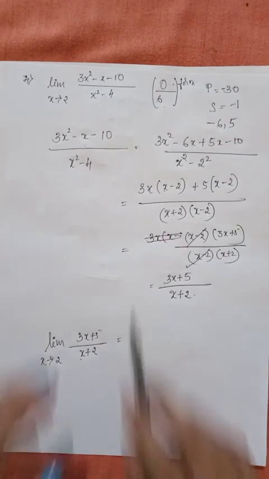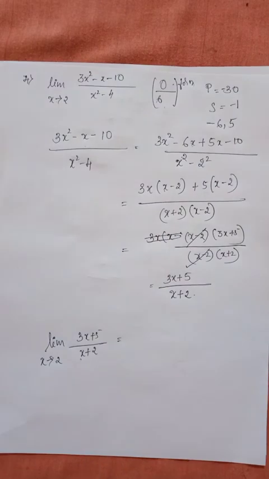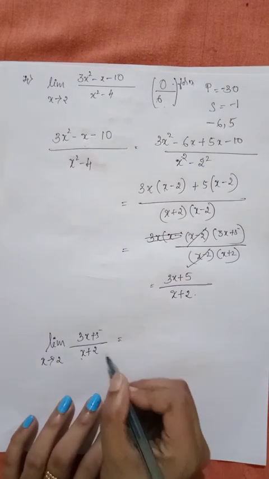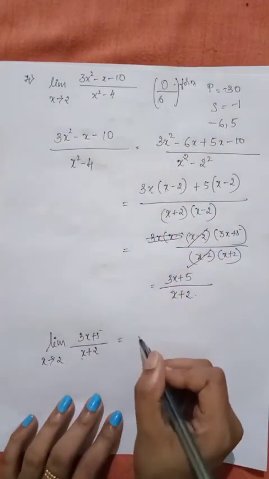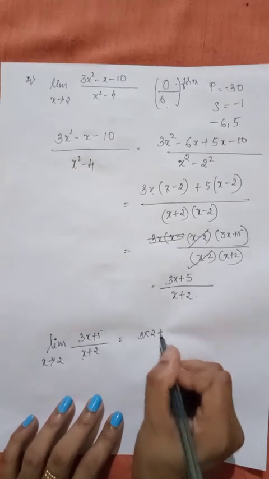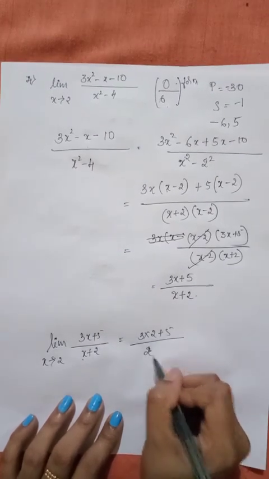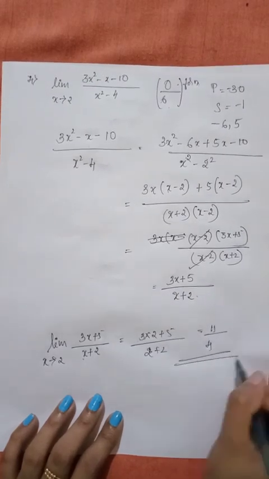First, if you initially put x is equal to 2, you will get it in the form 0 by 0. I have not shown it because if you check, you will get it in the 0 by 0 form. Okay, so I have simplified the given function using certain formulas. So if you put now x is equal to 2, you will get 3 2s are 6, 6 plus 5 is 11 by 4. So this is your answer. Okay, this is your answer.